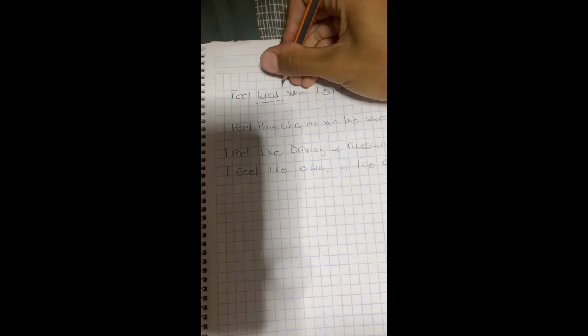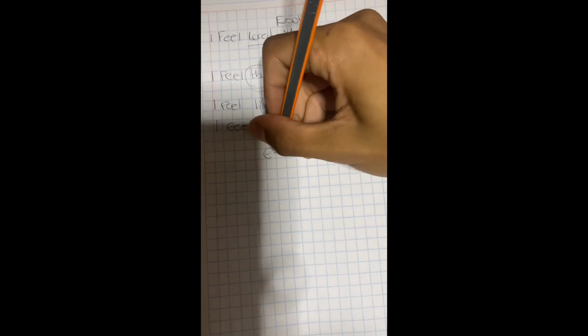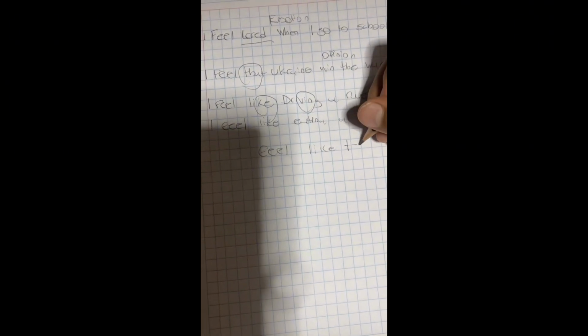In this case, you can use feel for different things, and in a moment I will show my sentences to explain this topic. In the first part, feel and bored for emotion. Next, feel and that for opinion, and feel like plus ing verb.